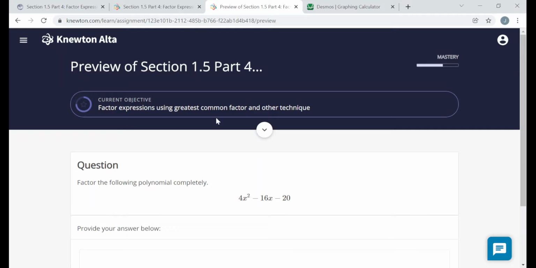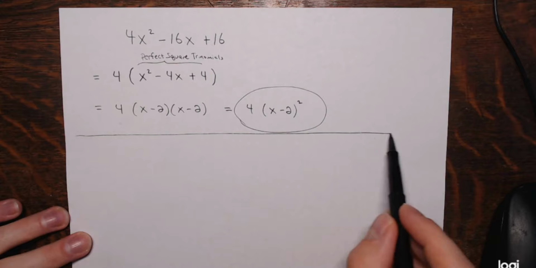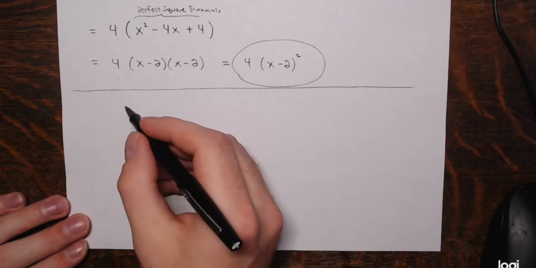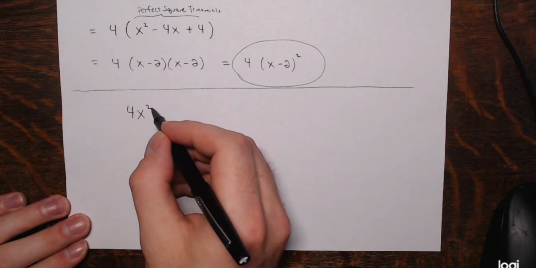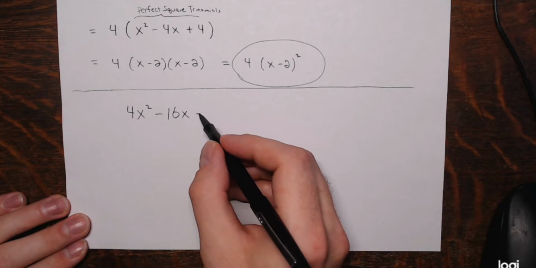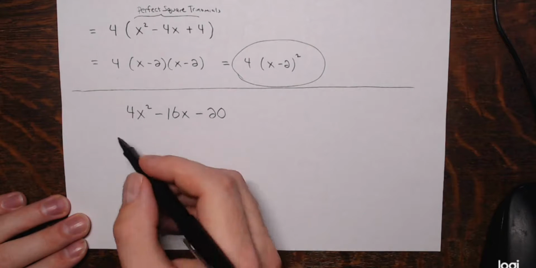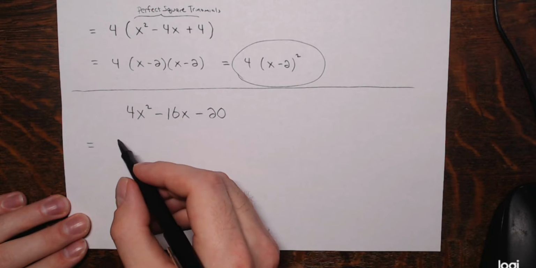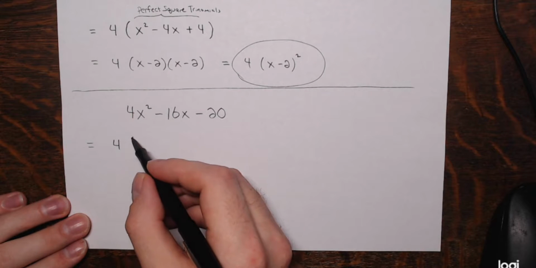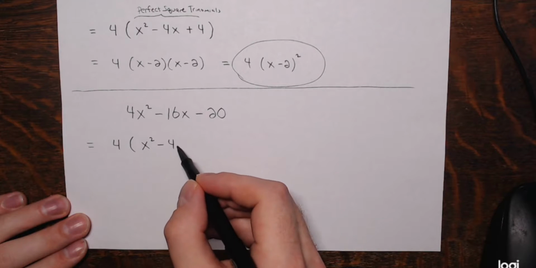Alright, so we're back in the same objective. Alright, so I'm just going to write this one up. Let's do it on the same paper. So here we're given 4x squared minus 16x, but this time minus 20. Once again, the greatest common factor is 4. Right, all three terms have the coefficients that are a multiple of 4. So 4 comes out times x squared minus 4x minus 5.